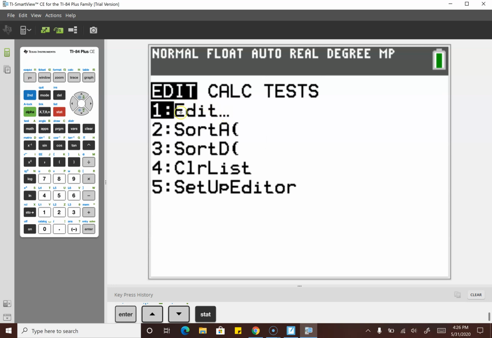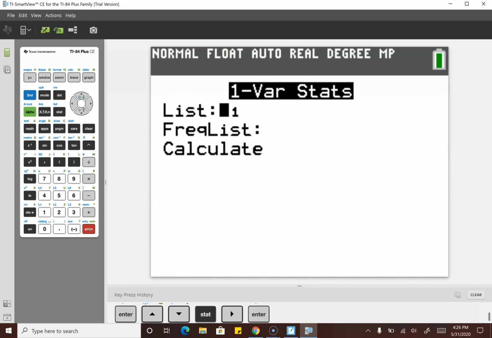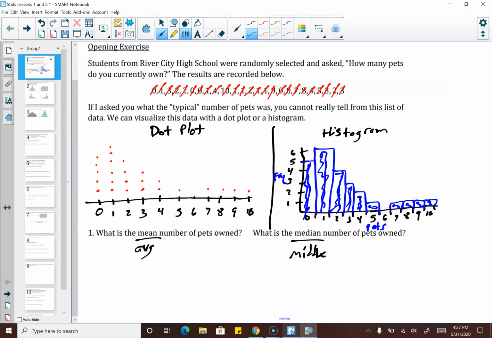Now instead of clicking Edit to go back to that list, we're going to hit the right arrow to go over to Calc. Since we only filled out one column, we're going to choose that very first option that says 1-Var Stats. If you have an older calculator, you'll just see 1-Var Stats, and all you do is hit enter. If you see this, like I have, you have to hit enter 3 times, and it brings up all these different crazy things. Okay. Now, I told you your calculator does this all for you in one step.